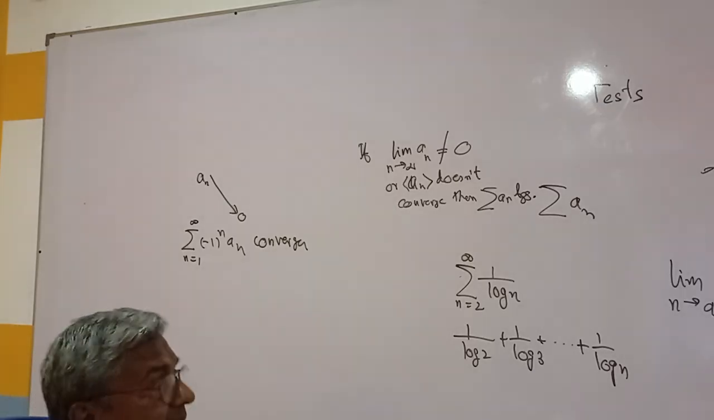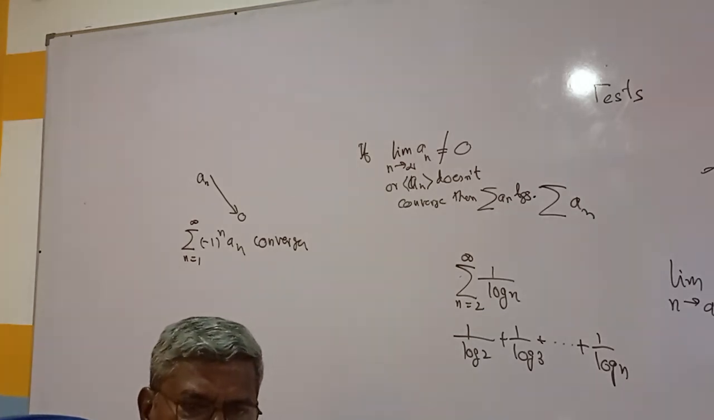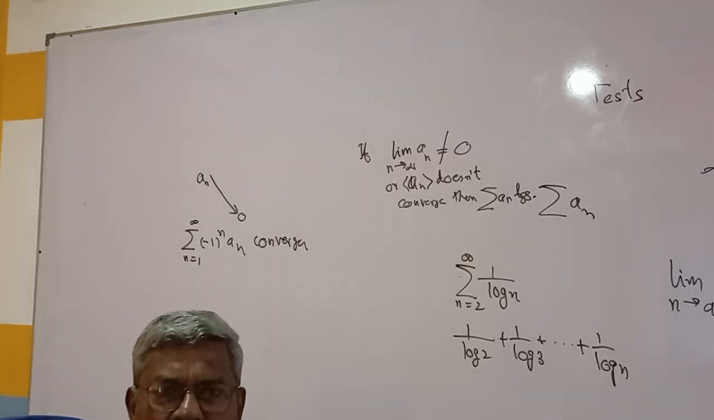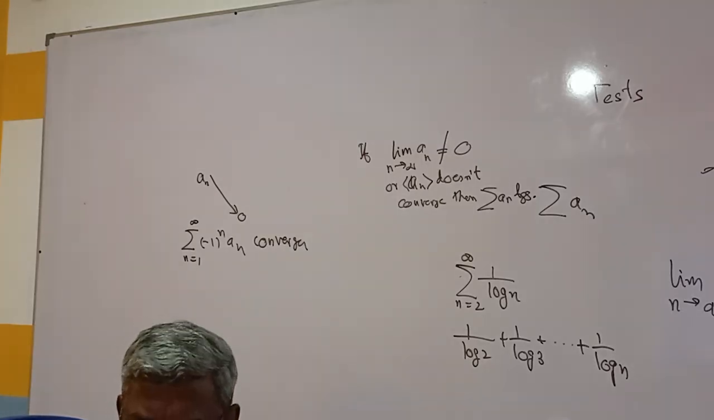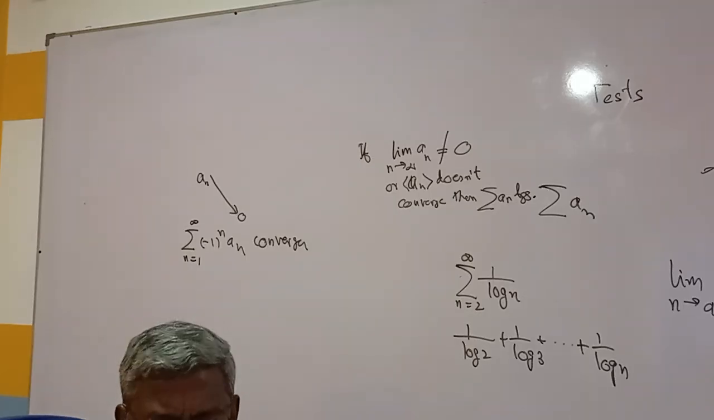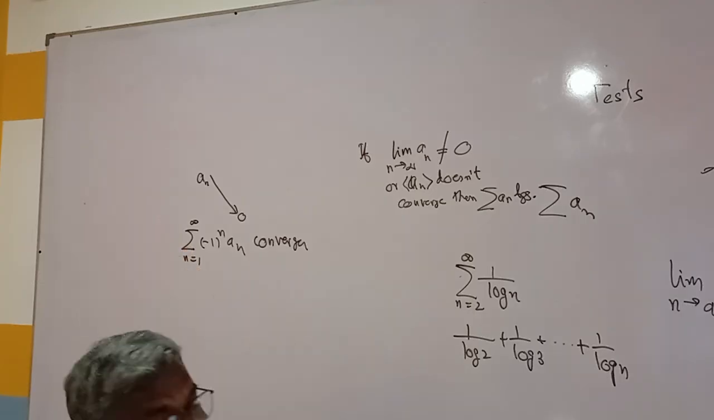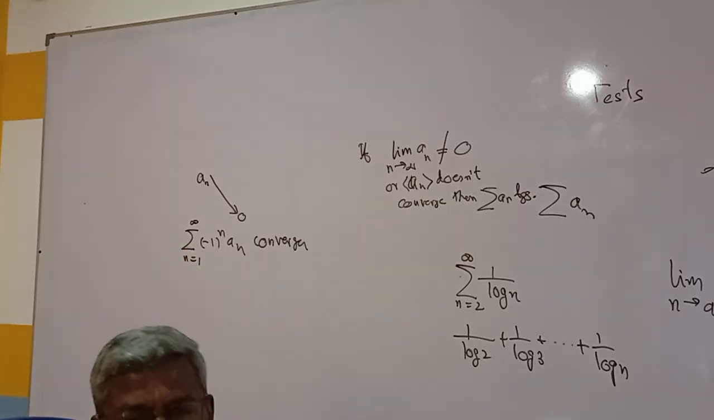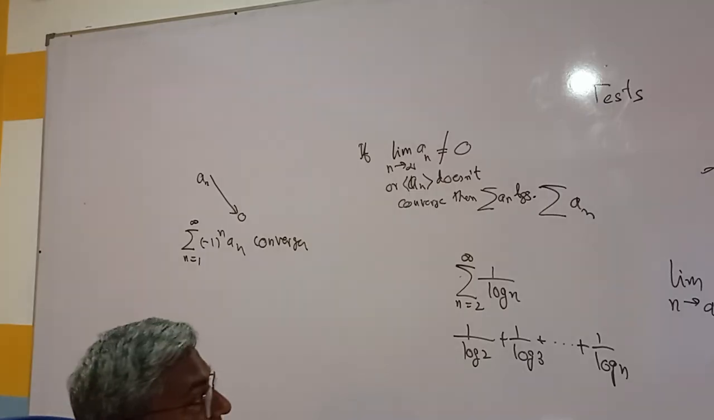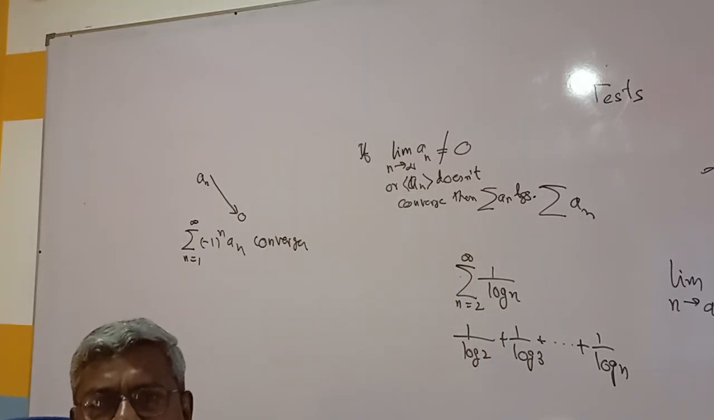So as a result, if you put minus 1 to the n divided by n, even though sigma 1 over n diverges, sigma minus 1 to the n divided by n converges by the alternating series test. It is very important that it should be decreasing and the limit must be 0. Otherwise, if the limit is not 0, you know from our very first test that it diverges.